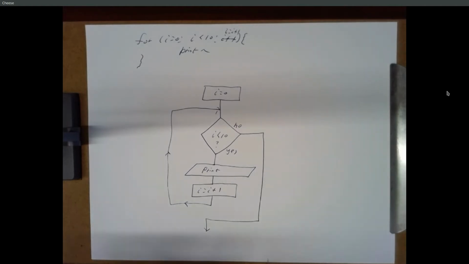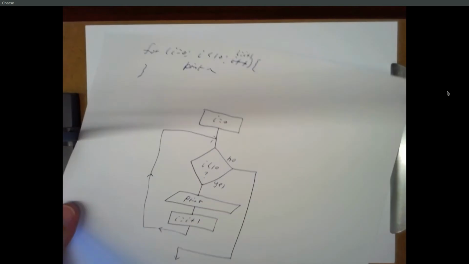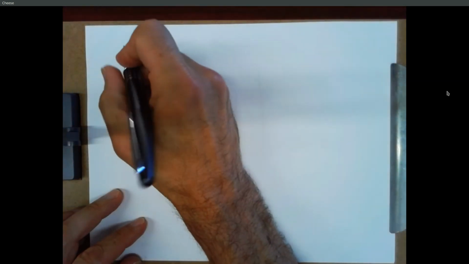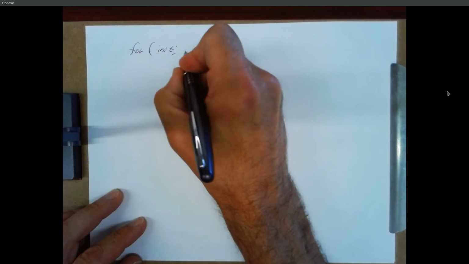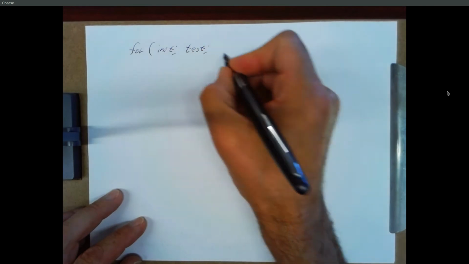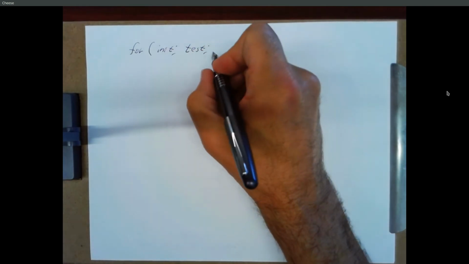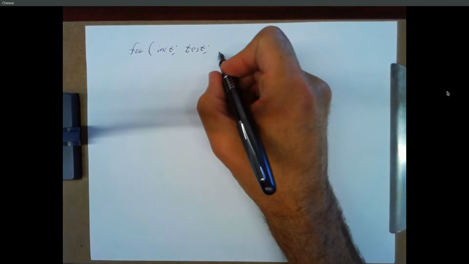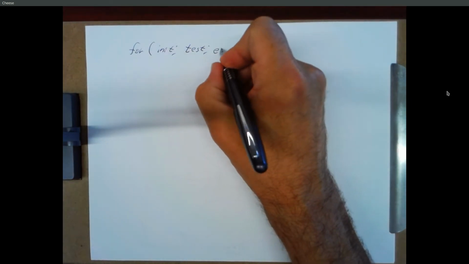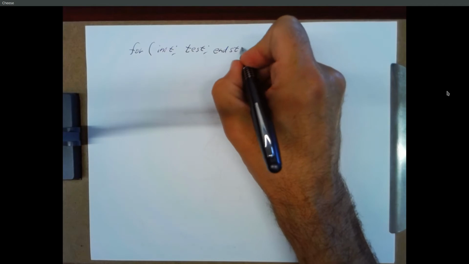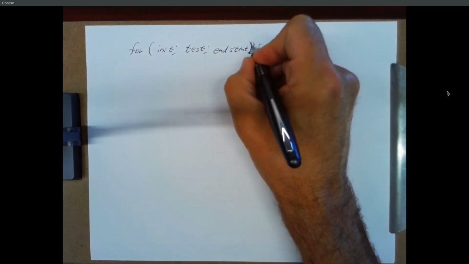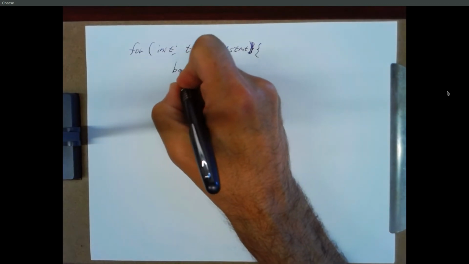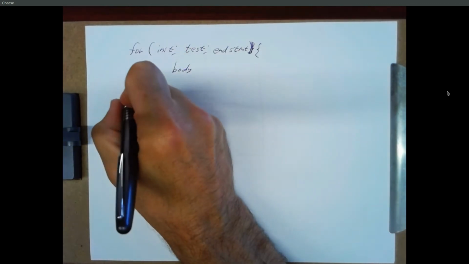And if we wanted to generalize that, it might look like this. For some initialization, some test, and some, what should we call this? Some end statement. And what we want to do in here is whatever the body of the for loop is.